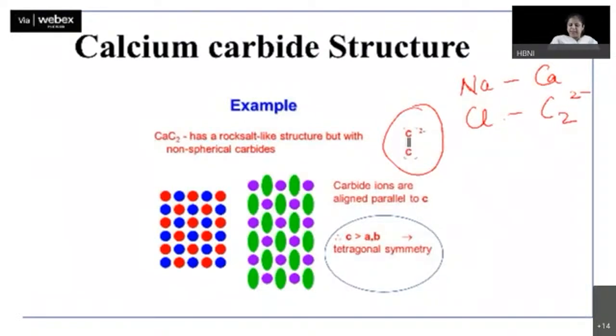And that is the reason, even though calcium carbide has a structure similar to NaCl, that is FCC of carbide ion with calcium occupying the octahedral void, it still does not have the cubic symmetry NaCl had. This particular cell has tetragonal symmetry. Why? Because of the elongated carbide ion, the entire unit cell has elongated along the C direction. So you have a tetragonal unit cell.